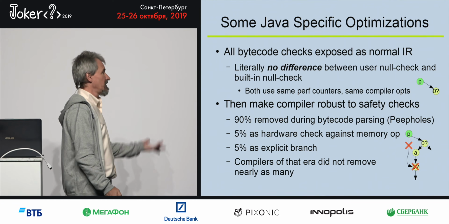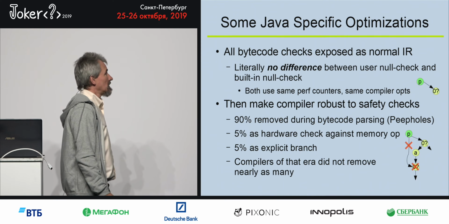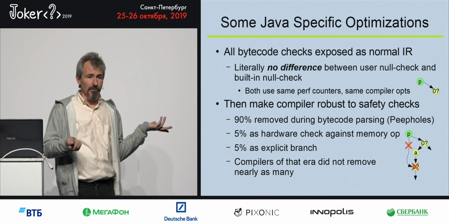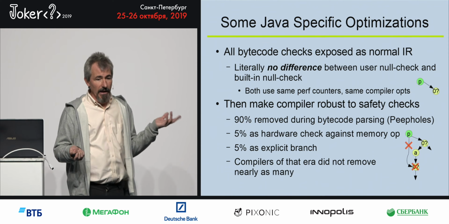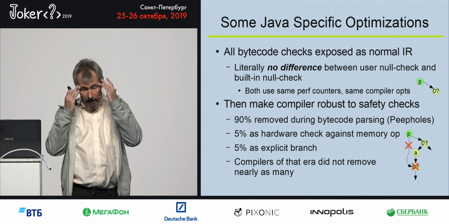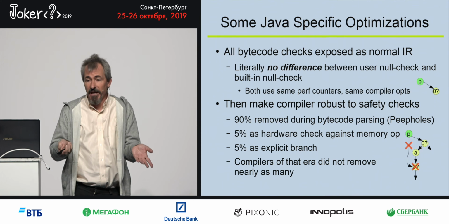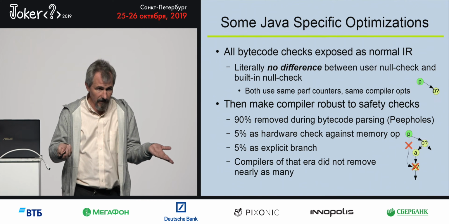Compilers of that era just didn't deal with this problem, mostly because they didn't have to. If you were a C coder and you wrote a null pointer check, you wrote a null pointer fail, you took a segv and you died. You had a bug in your program, you had to fix it.